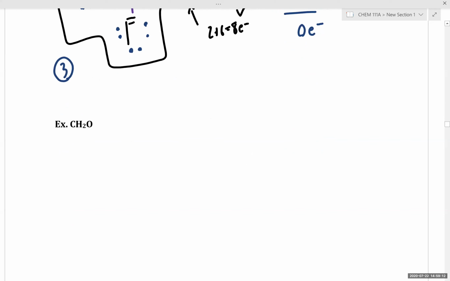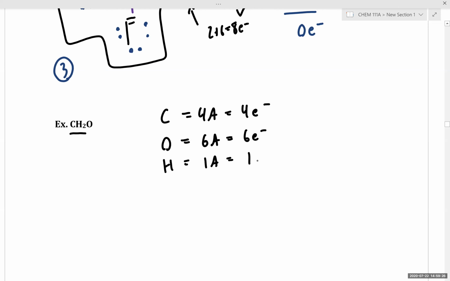Okay, let's look at another example, formaldehyde. So carbon is a 4A element, so we have 4 electrons. Oxygen is a 6A element, so we have 6 electrons. Hydrogen is a 1A element, so we have 1 electron. We have 2 hydrogens, so that in turn gives us a total of 12 electrons.